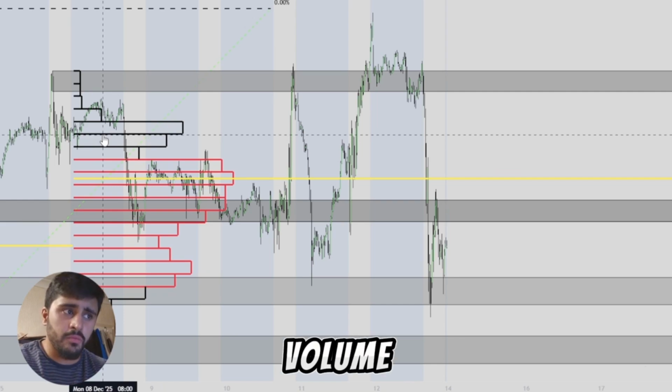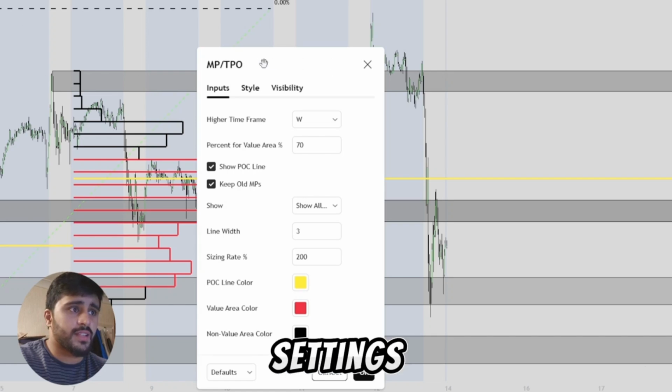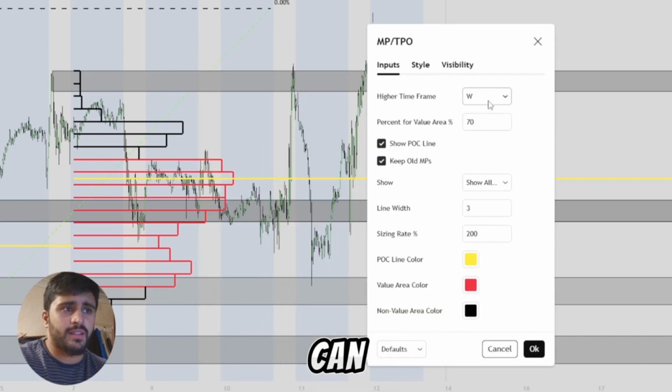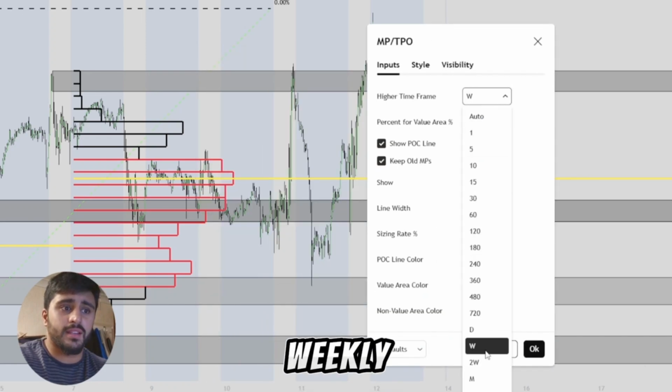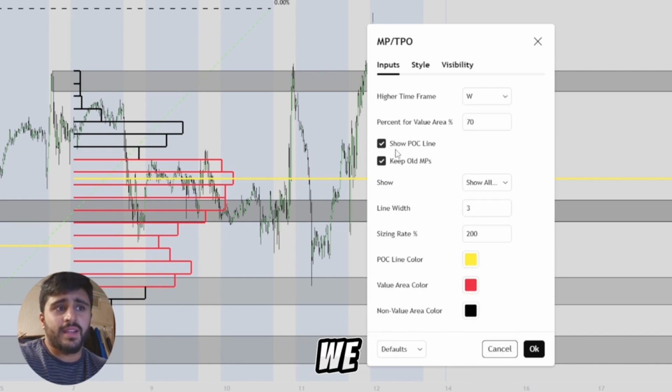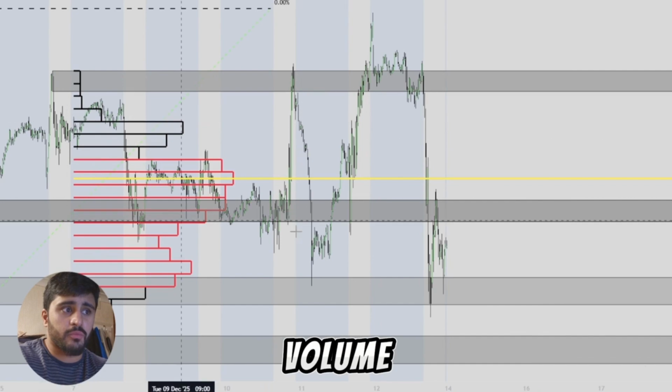70% of the volume for the previous week was. So these are the settings I have for market profile. We can see here higher time frame, weekly. So there's weekly, daily, and all the lower time frames as well. We can see something called the POC, right? So I'm just going to untick that, so you can only see this volume profile here.